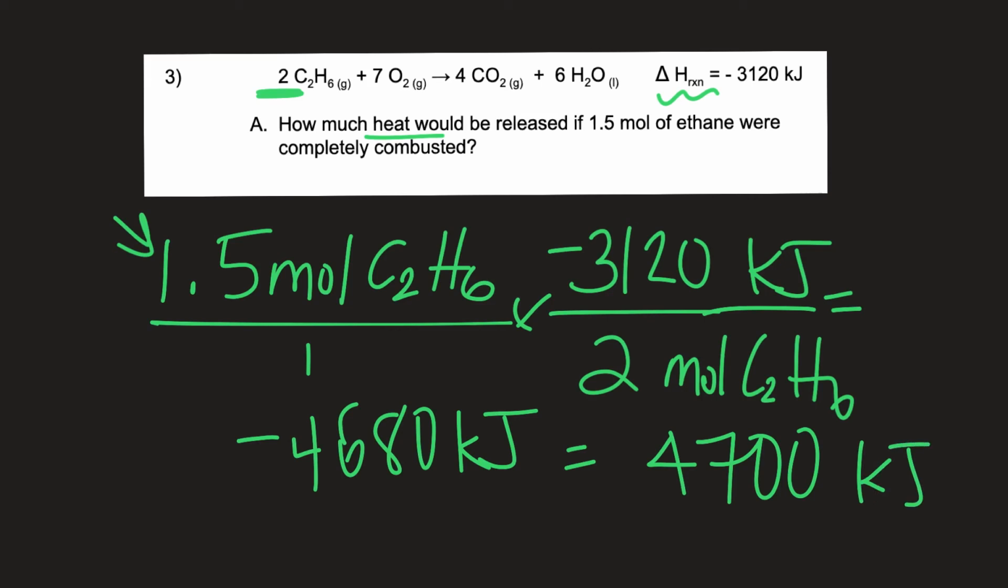And then the last thing, it says how much heat would be released. So we're actually saying 4,700 kilojoules would be released. You really don't need the negative sign there. I'm not going to be super picky about it, but it would be redundant to say negative 4,700 kilojoules are released.